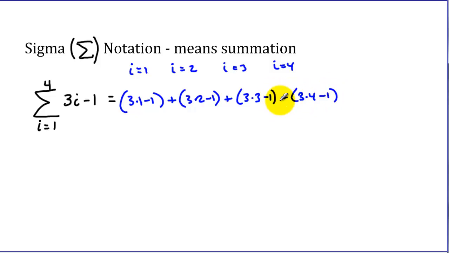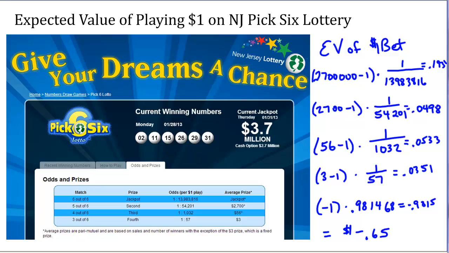And we compute, so this is 3 minus 1 is 2. This is 6 minus 1 is 5. 9 minus 1 is 8. And 12 minus 1 is 11. And we would then add all that up. 2 plus 5 is 7, 7 plus 8 is 15, plus 11 is 26. So again, that's the sigma notation.